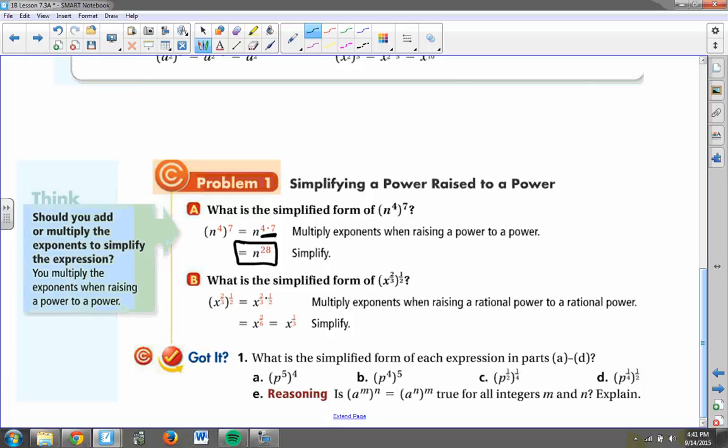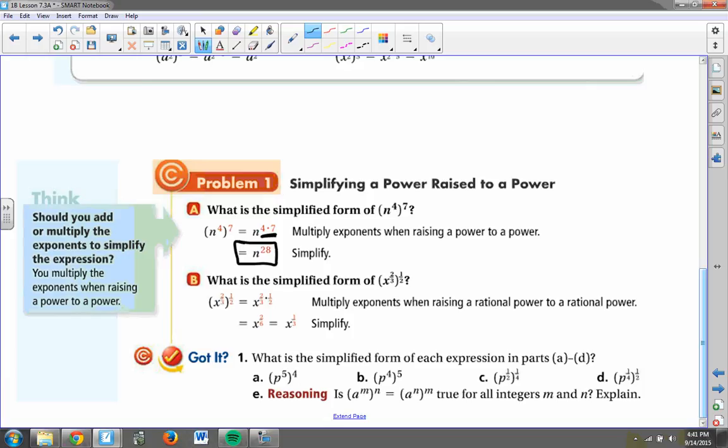X to the 2/3 to the 1/2. They again want us to tell what is the simplified form here in problem 1b. So we look at what we're given, x raised to the 2/3 power, raised again to the 1/2 power. We know that when we raise a power to another power, all we have to do is multiply those two exponents. So that's what we're doing here.